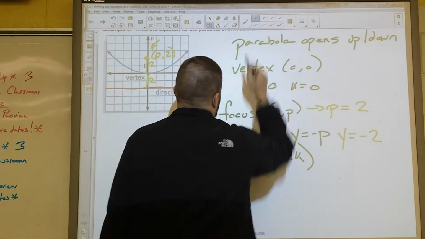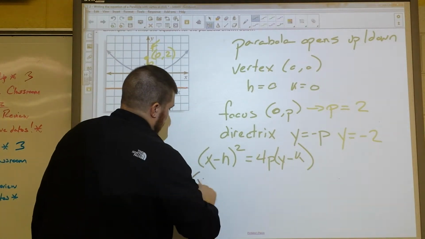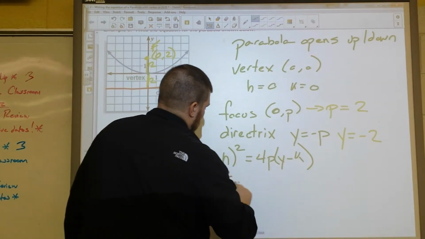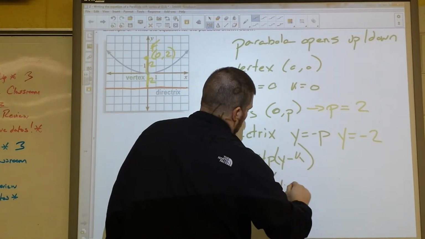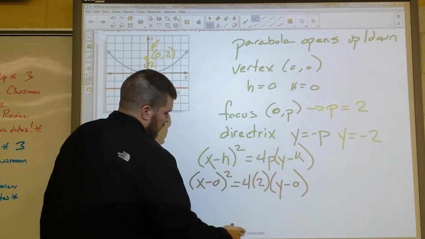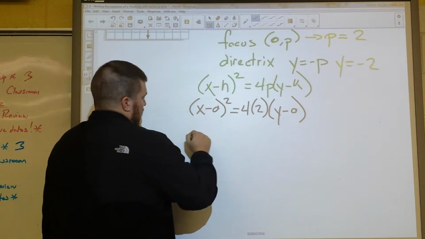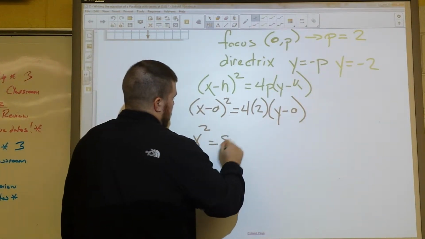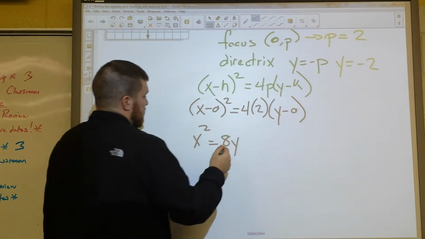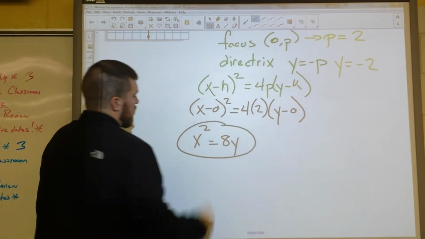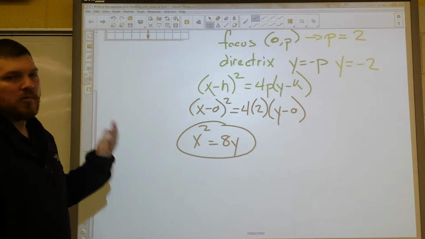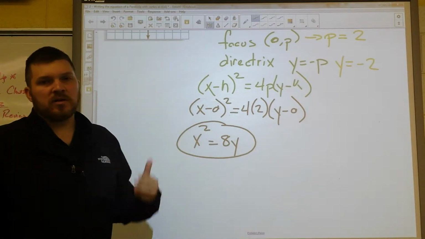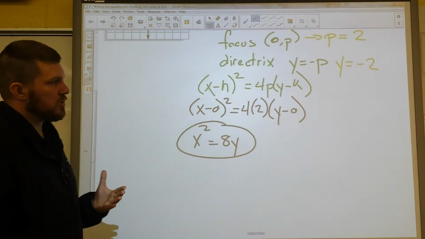So for this problem, I have x minus 0 squared equals 4 times 2 times y minus 0. I'm just going to clean up everything that I can. So I have x squared equals 8y. That's the equation of this parabola right here. That's all I needed to do. Again, it's all based on, do you know the information based on which direction the parabola is turned.